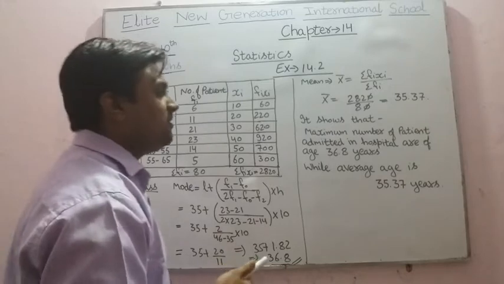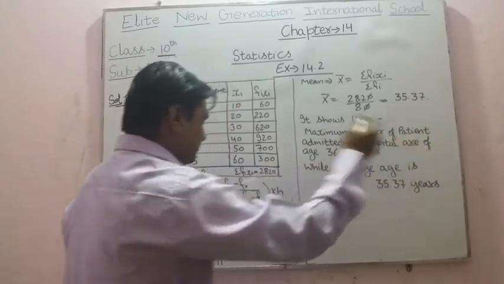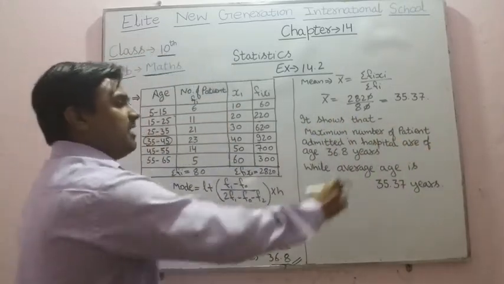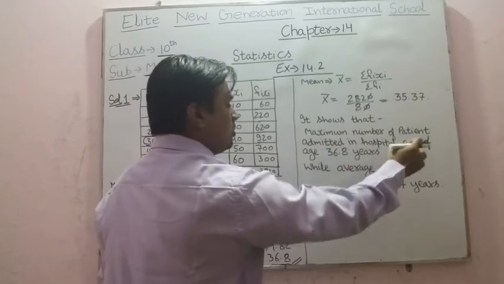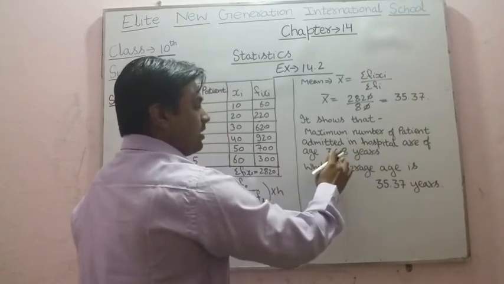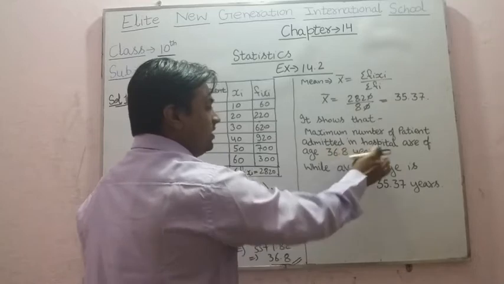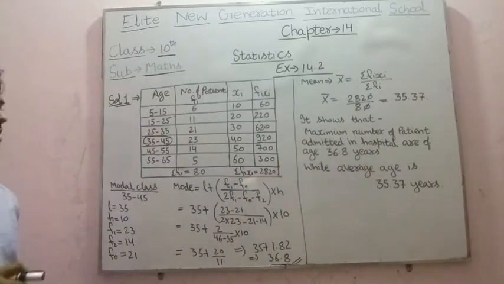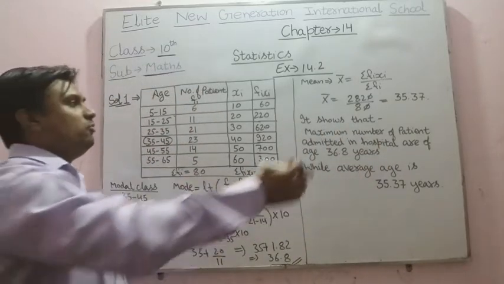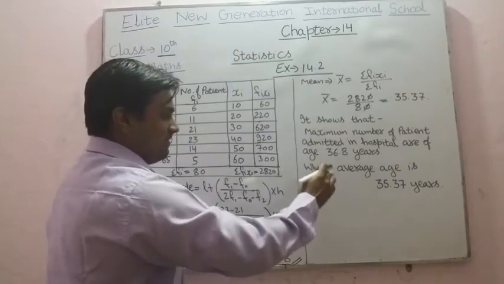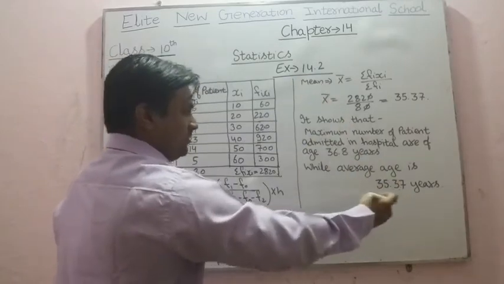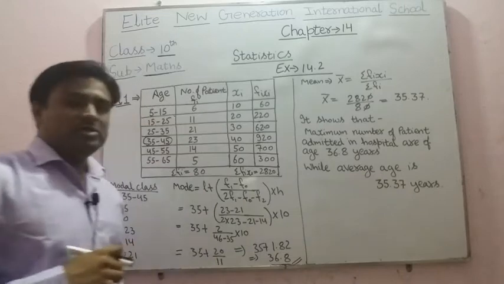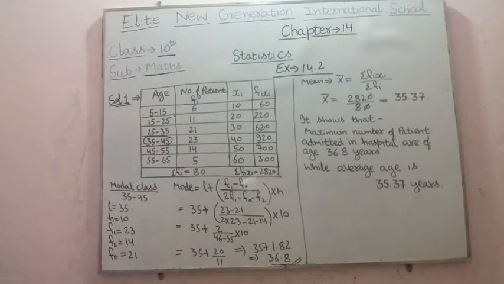So here the maximum number of patients means the mode. So the maximum number of patients admitted in the hospital are of the age group of 36.8 years. So this will be the mode. Now while the average, as we know, the mean shows the average, so the average age of these patients will be 35.37 years. So in this way we can find the mode and mean of the given information.